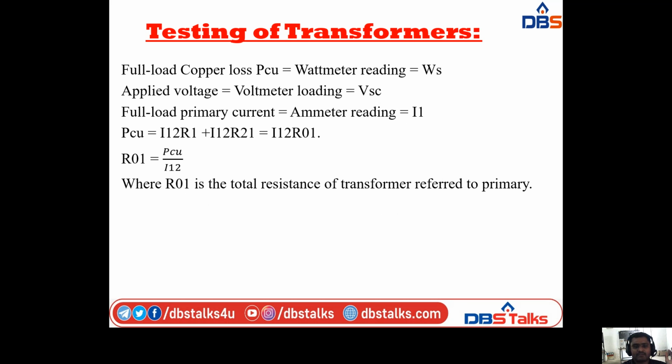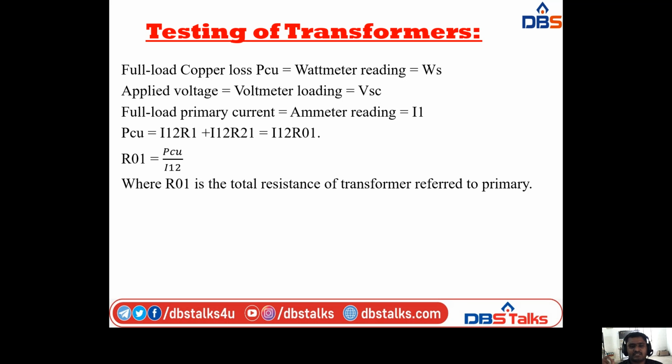Next, coming to the calculations. Full load copper loss, P_Cu, is given by the wattmeter reading, WS. We take the applied voltage, the voltmeter reading, as V_SC, and the full load primary current, the ammeter reading, as I1. The full load copper loss P_Cu is equal to I1 square R1 plus I1 square R2', which is equal to I1 square R01, because we are taking the full load primary current on the primary side.